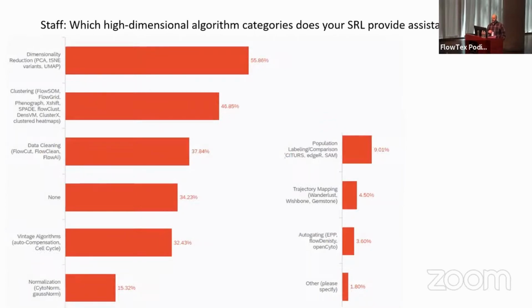Then we asked people, what high dimensional algorithms do you provide assistance with in the SRLs? Dimensionality reduction was the highest algorithm that people provide support for. We got these categories from a review paper on flow cytometry data analysis algorithms, how we categorize these things. But dimensionality reduction was the highest. People do provide some support with clustering, but then you start to drop off, especially as you get to more niche algorithms. I think that would be as expected. 34% said they provide no assistance with any of these algorithms.